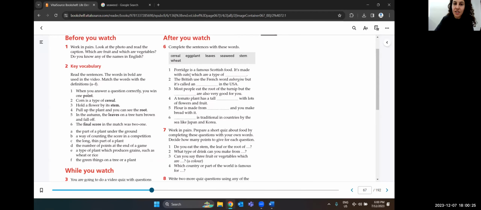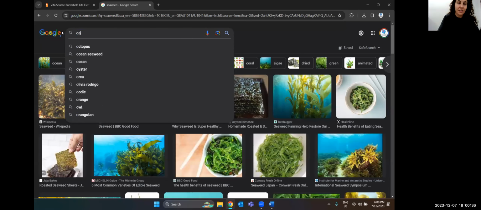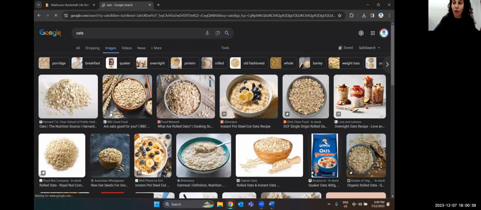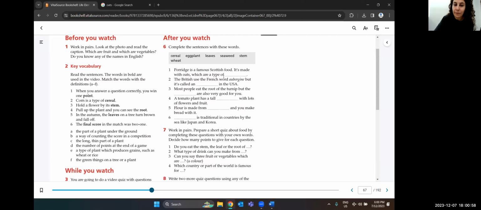So porridge is a famous Scottish food from Scotland, the country Scotland. It's made with oats, which are a type of cereal. Oats are very popular these days, oat milk. Some people say, I would like an oat milk latte. That's my new latte. I also love oatmeal porridge. So oats is a type of cereal.